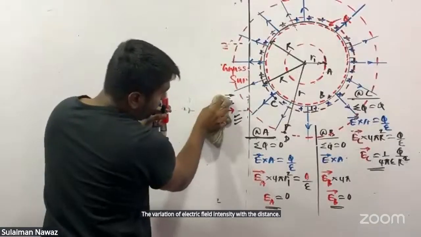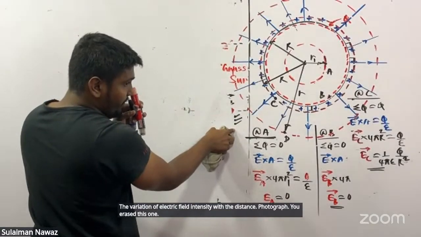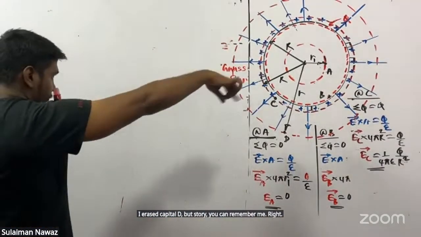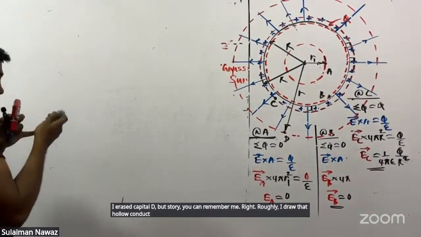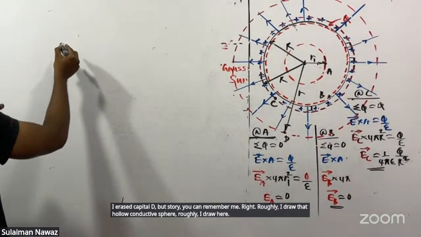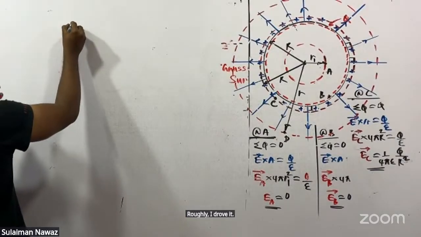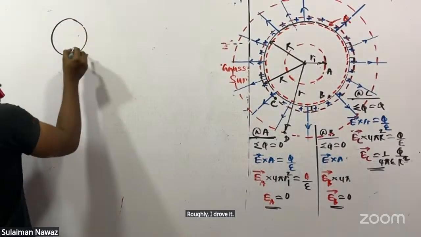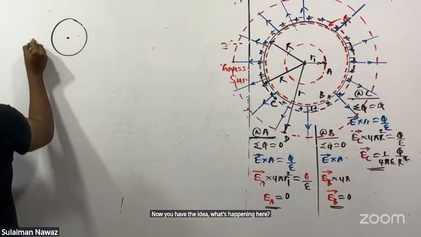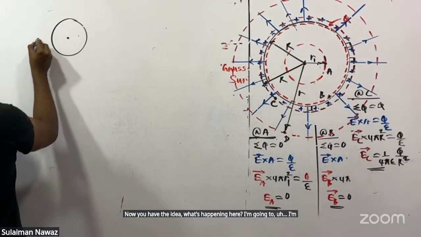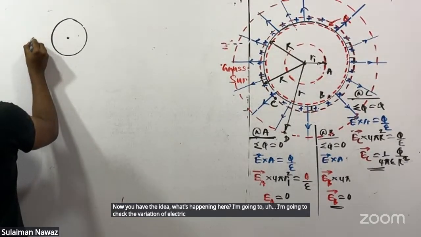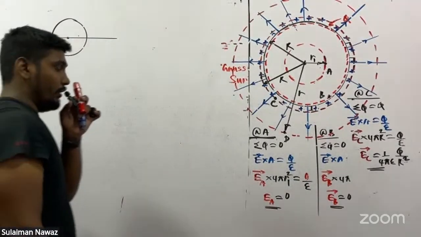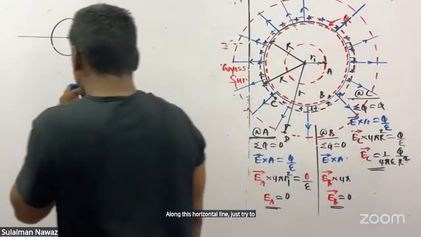Draw the graph. I erase this one. I erased capital D, but you can remember the story. Roughly, I draw that hollow conductive sphere here. Now you have the idea what's happening here. I am going to check the variation of electric field intensity with the distance along this horizontal line. Just try to understand the variation of electric field intensity.